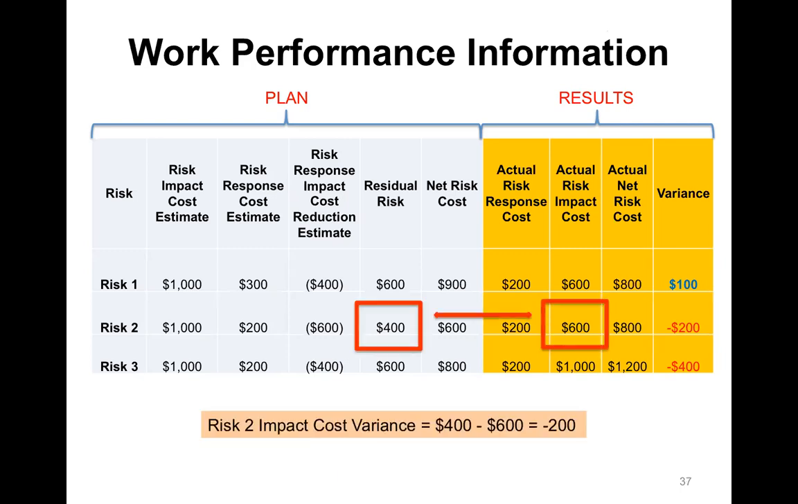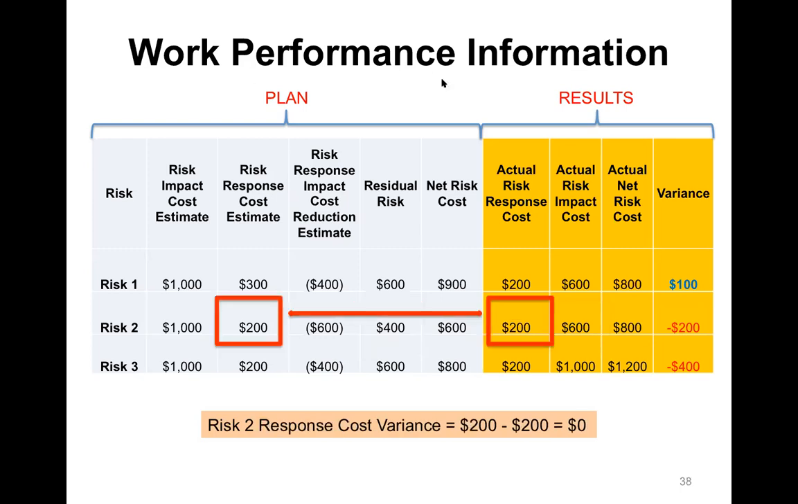Well, the risk 2 impact cost variance is the residual risk minus the actual risk impact cost itself. So we planned that through our risk response, the amount of risk remaining was going to be $400 that we were going to absorb. But in reality, we actually absorbed $600 in total impact of that risk. So that's where our variance is coming from.